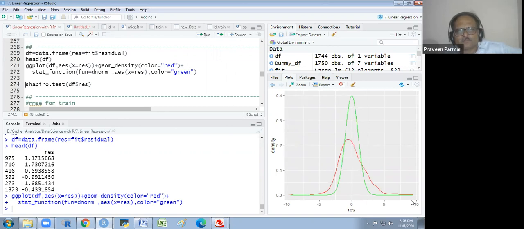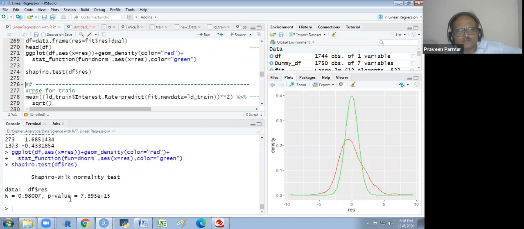This is the actual, or this is the normal. Green is the normal. And we could see the normality test for the residual. Okay. And this is the normality test. It is very, very low, less than 0.05. So it is normal. Our residual is normal. If it's less than 0.05, so it is normal.